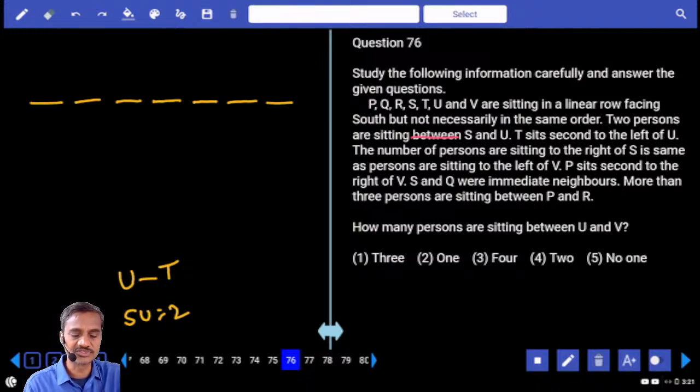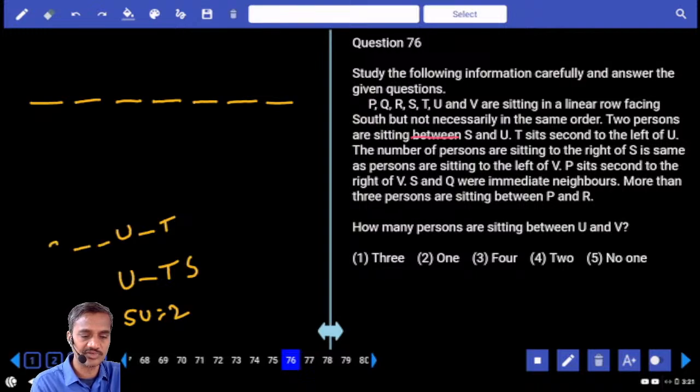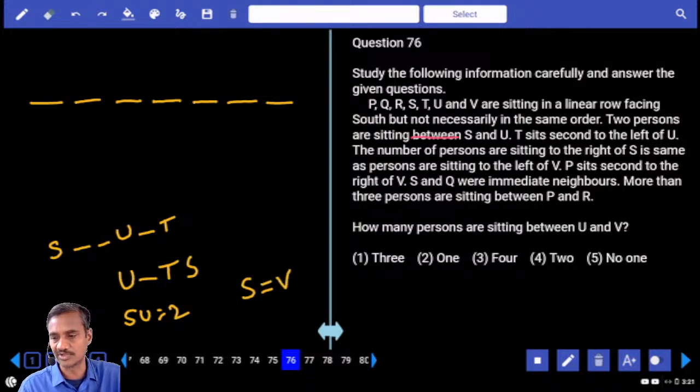Now, with 2 persons in between S and U, we can have S like this, isn't it? Then T sits second to the left of U. The number of persons sitting to the right of S is the same as to the left of U, and S and V have an equal number of persons.